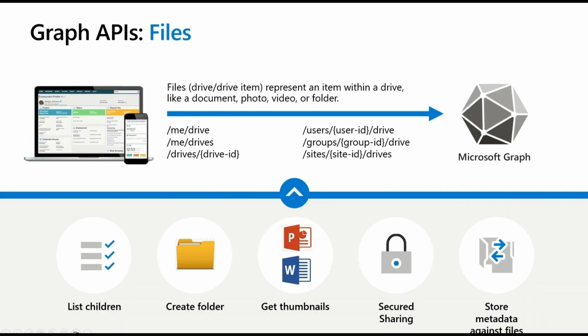Microsoft Graph provides a comprehensive set of APIs for working with files and documents across M365 services. These APIs offer developers the tools to build applications that integrate seamlessly with M365 file storage and document management capabilities. To list some: list children, create folder, get thumbnails, secured sharing, and store metadata against files.